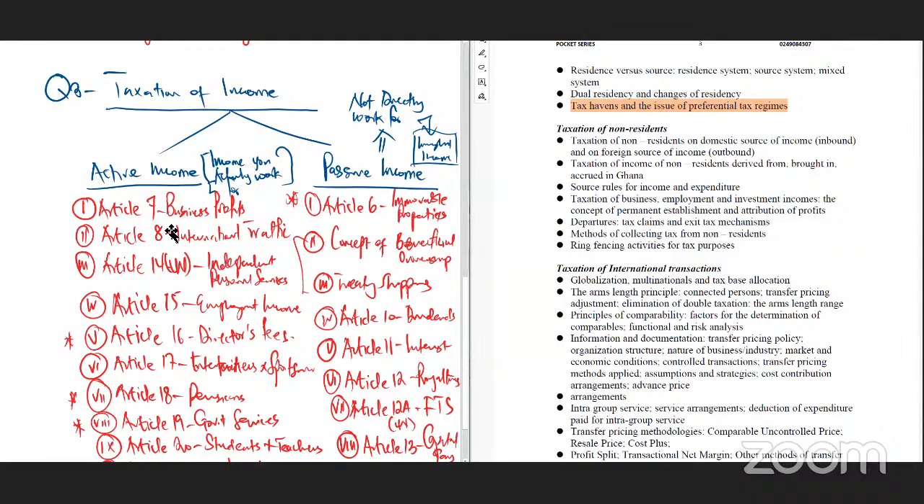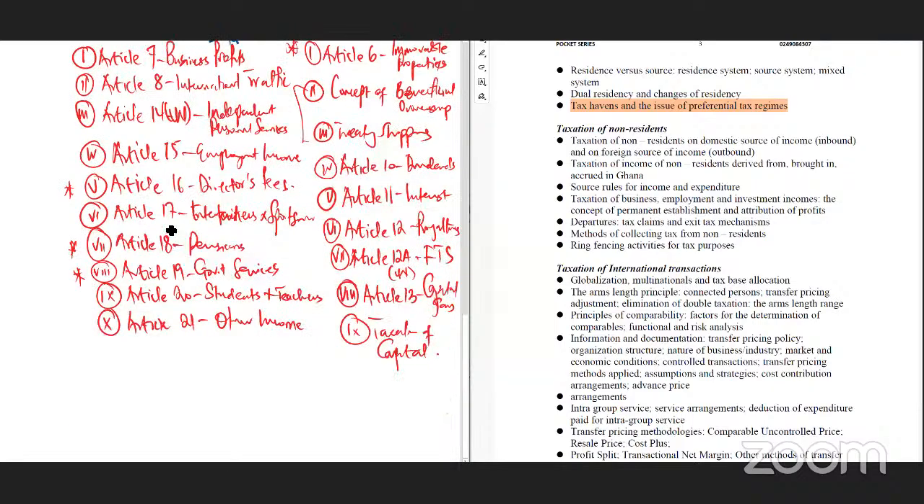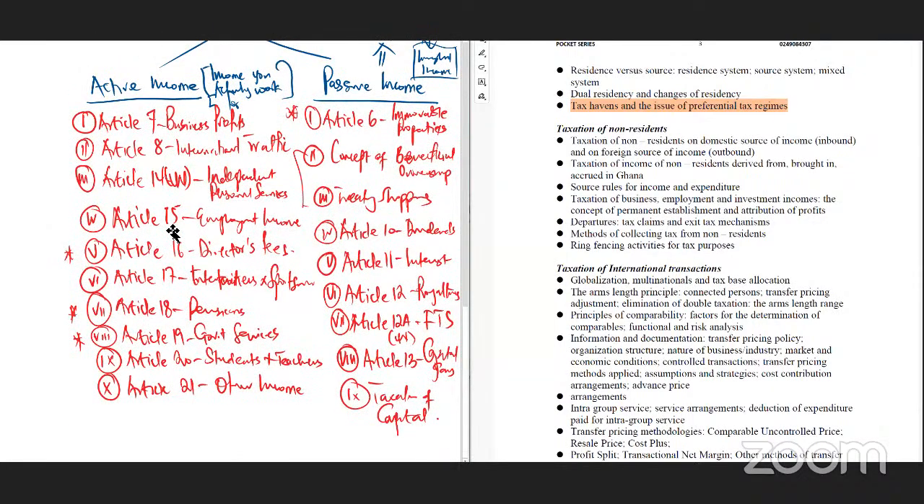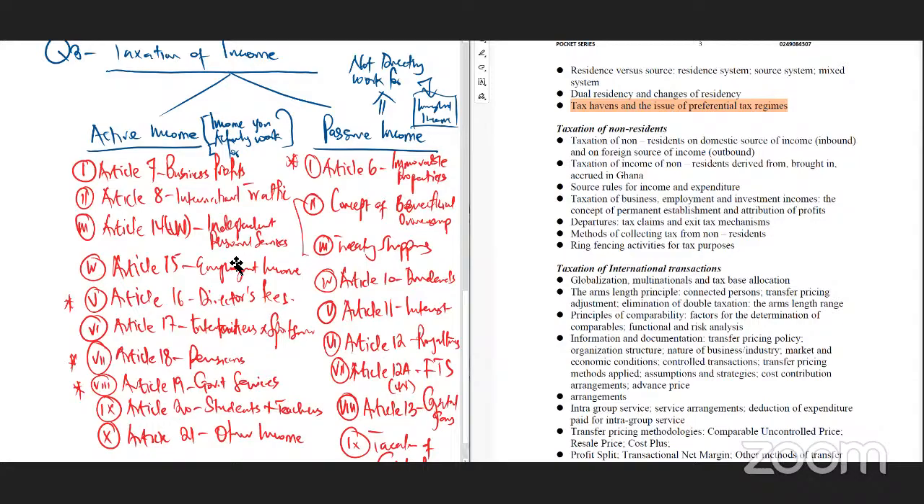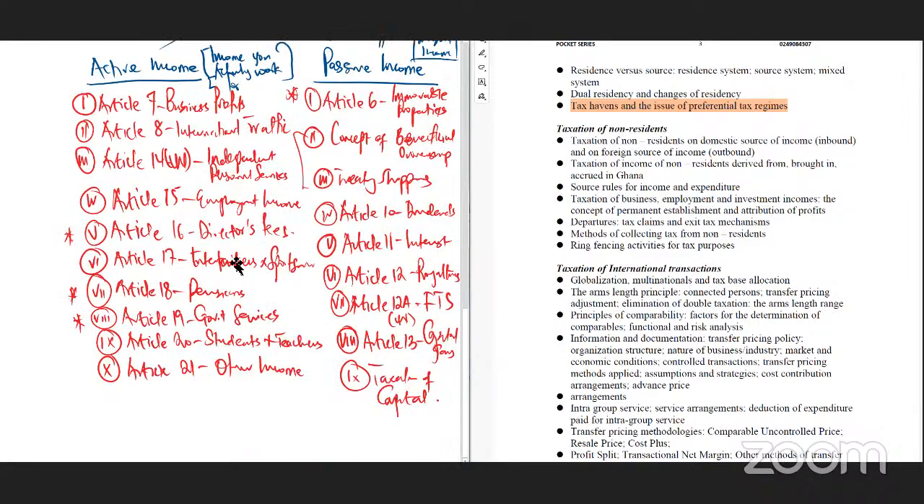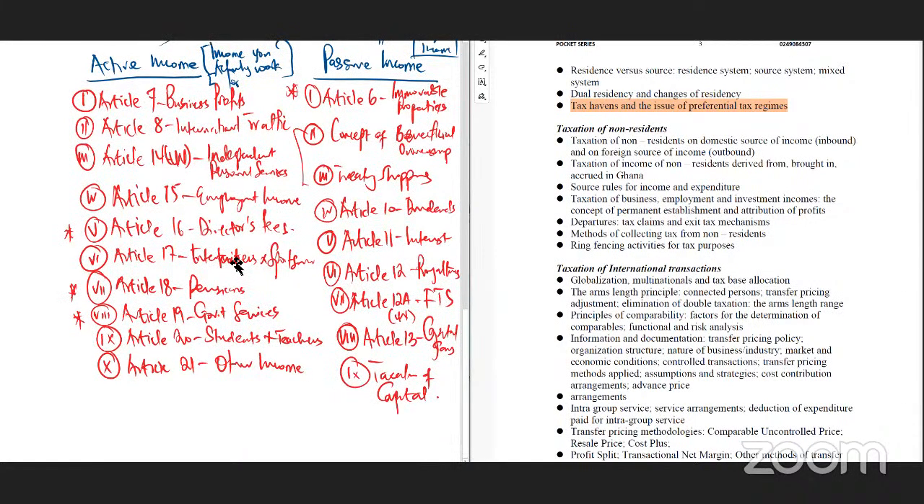So there are four types of taxing rights. We have the primary taxing rights, secondary taxing rights, exclusive taxing rights, and reservation of taxing rights. It depends who is taxing first, who is taxing second, who is not taxing, who is exempting you. These articles are telling us the various categories of income and which country should have a hand on the income first, second, or not tax it at all.